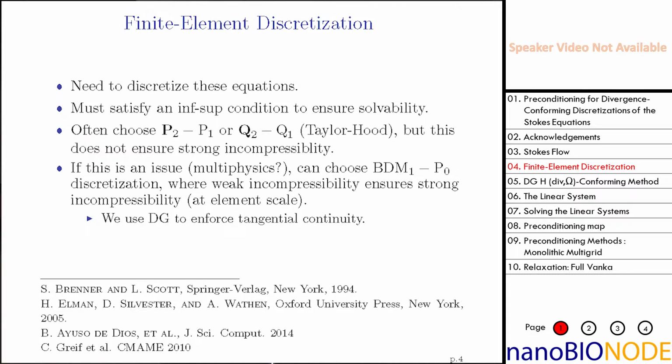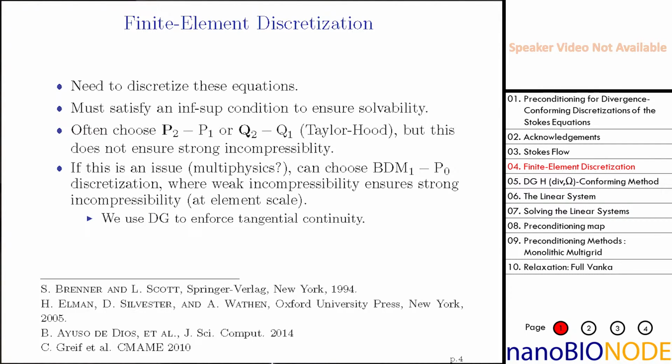So a lot of people will choose P2, P1 if you're on triangles, or Q2, Q1 if you're on squares. This is called the Taylor-Hood discretization. It's an inf-sup stable discretization, but it doesn't ensure that you have strong incompressibility or that your mass is conserved. So if this is an issue, which it might be for certain people doing multi-physics, where if you don't solve that conservation of mass equation correctly, it will fudge with your other physics that are going on.